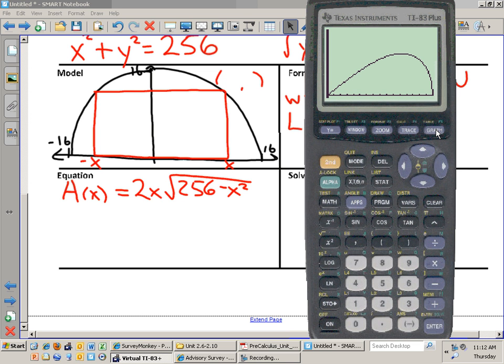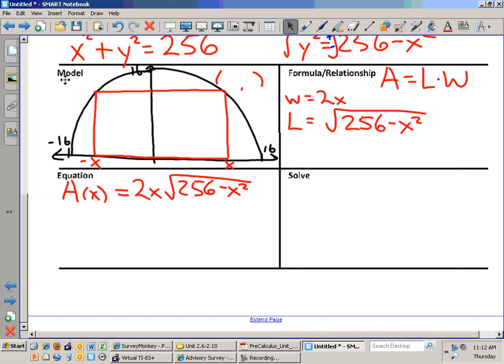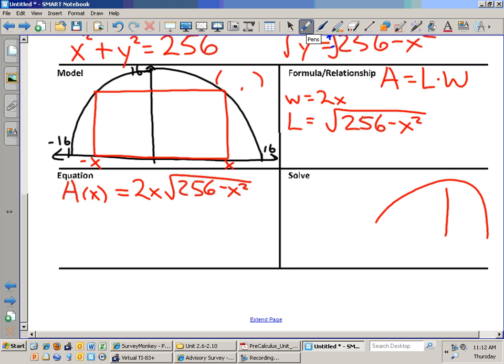Okay, so we want to calculate the maximum. How do I do that? Second, calculate. Number 4, maximum. Left bound. Let's go to the left of this thing. Enter. Let's move to the right. Enter. Enter on guess. I get 11.31 and the y value is 256. So we get that shape. The maximum occurs at 11.31 and 256 is my y value.